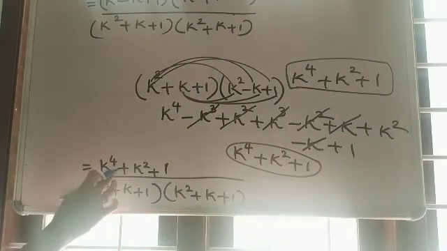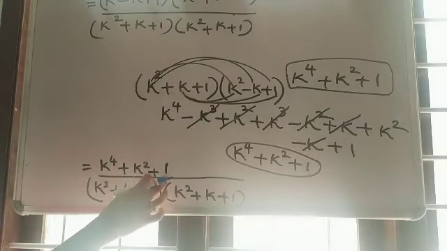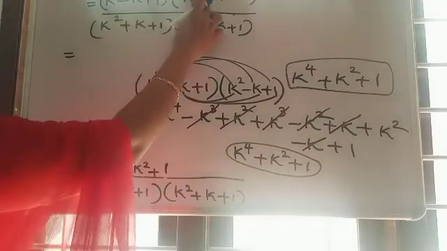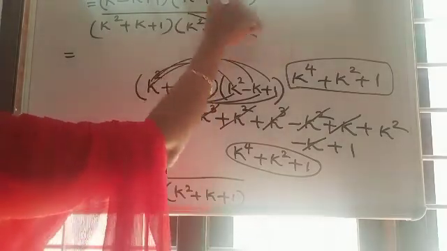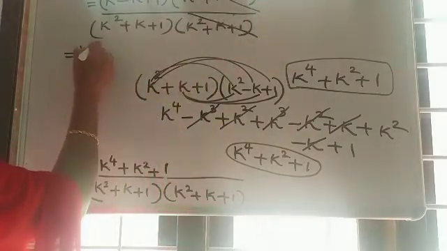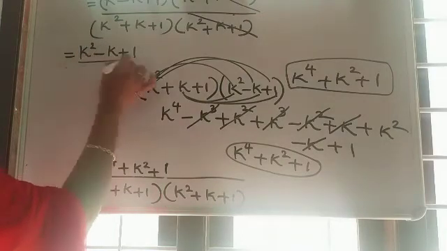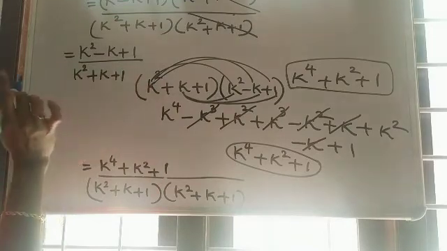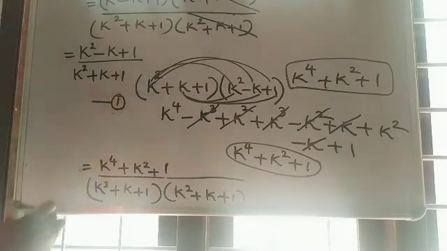So k raised to 4 plus k square plus 1 we split as k square minus k plus 1 and k square plus k plus 1. So we can cancel these two. Remaining: k square minus k plus 1 divided by k square plus k plus 1. Let it be equation number 1.